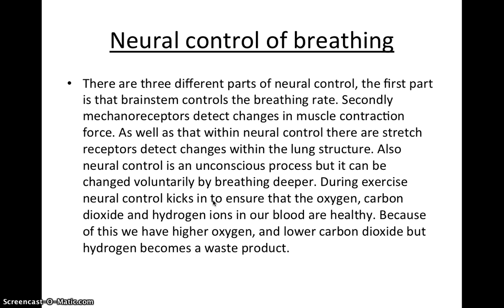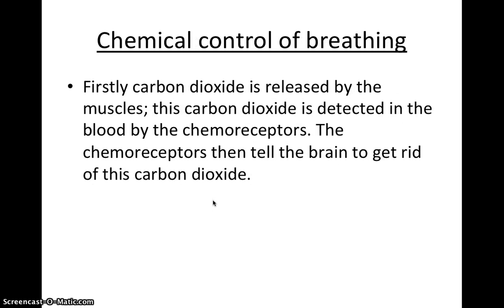During exercise, neural control would kick in to ensure that the oxygen, carbon dioxide, and hydrogen ions in our blood are healthy. Because of this, we have higher oxygen and lower carbon dioxide, and in the end, hydrogen will become a waste product. Chemical control of breathing. Firstly, carbon dioxide is released by the muscles after they've used the oxygenated blood.